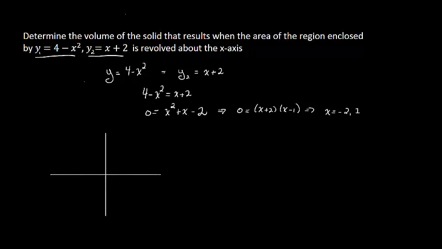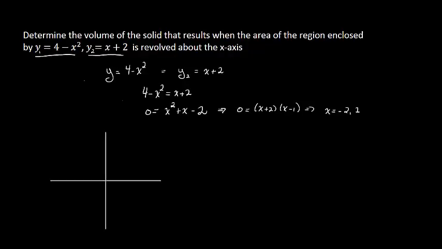So 4 minus x squared is going to be a parabola shifted up 4 spaces, opening down. So I'm going to have something that looks like this. It's going to be symmetric about the y-axis, so I should do a little bit better job of indicating that symmetry. So here's my first curve, and then I have the line, maybe in blue, of y equals x plus 2.